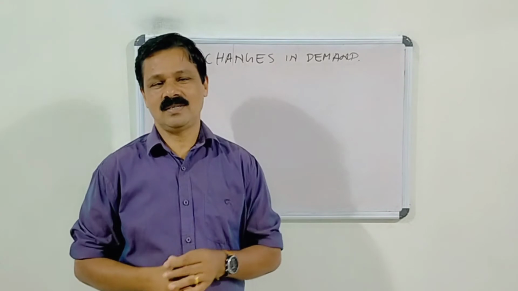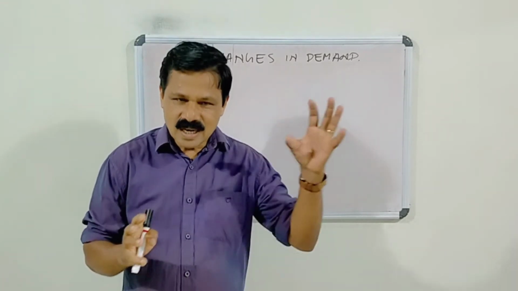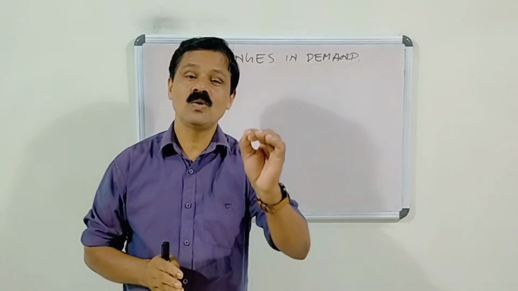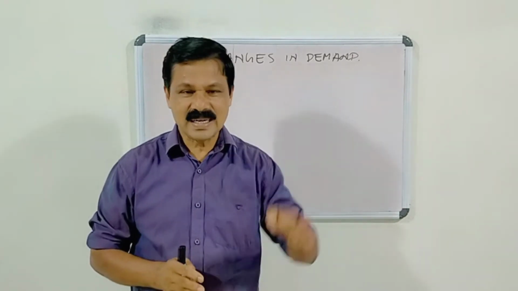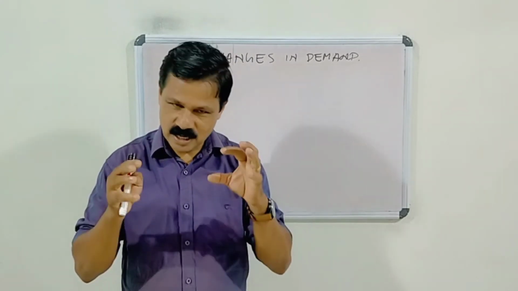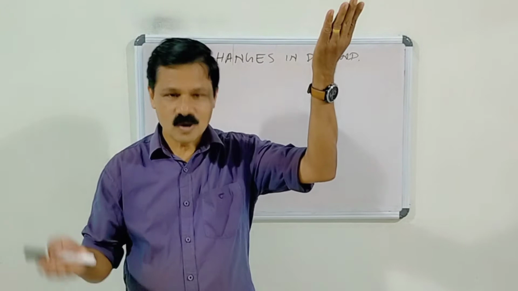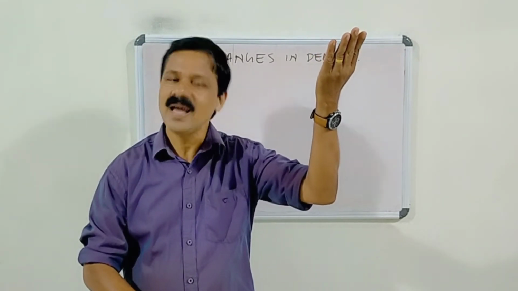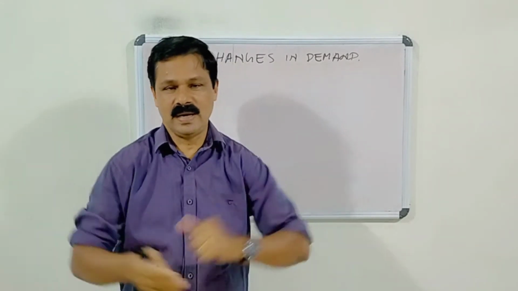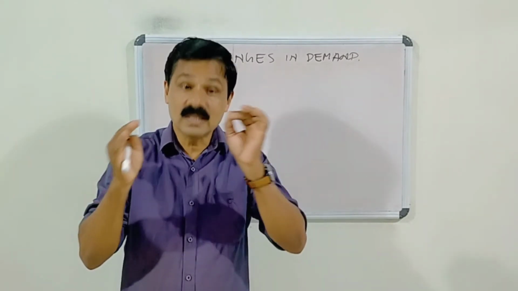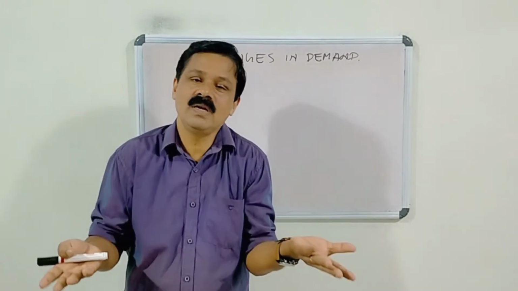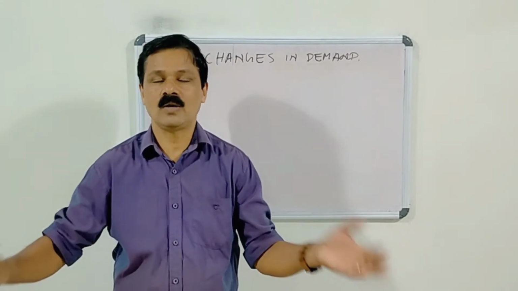Changes in demand. We know the law of demand states that a larger quantity of a commodity will be demanded at a lower price than at a higher price. It means that when price rises, quantity demanded falls, and vice versa, that is, when price falls, more quantity of the commodity will be demanded. Therefore, there is an inverse or opposite relationship between price and quantity demanded of a commodity.